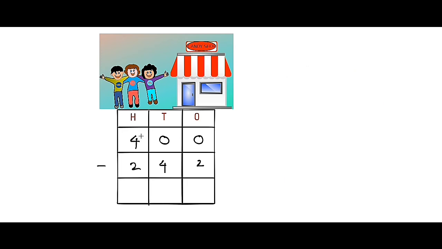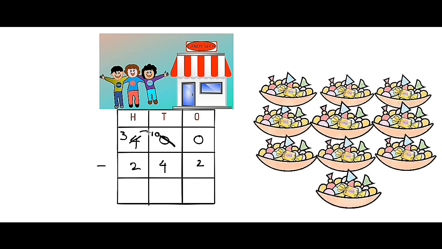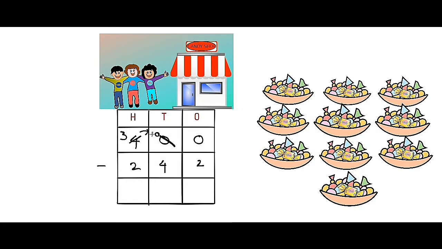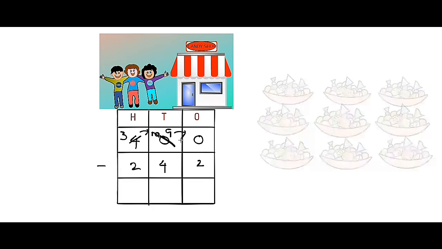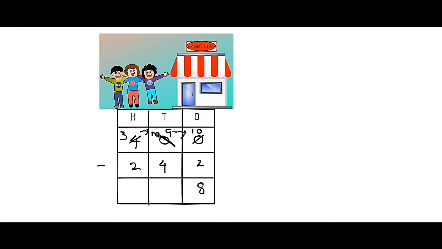Tens then had an idea. He went to Hundreds's shop and borrowed 1 bag of candy. He divided it into 10 bowls of candies. From these 10 bowls, he gave 1 bowl to Once. Now Tens had 9 bowls of candies. Once immediately removed the 10 candies from the bowl and sold 2 candies. The candies that remained with him were 8.